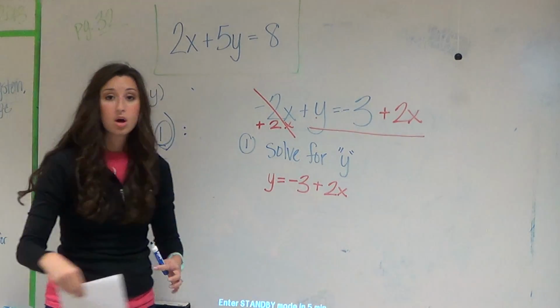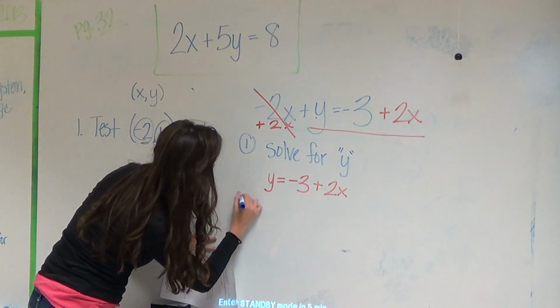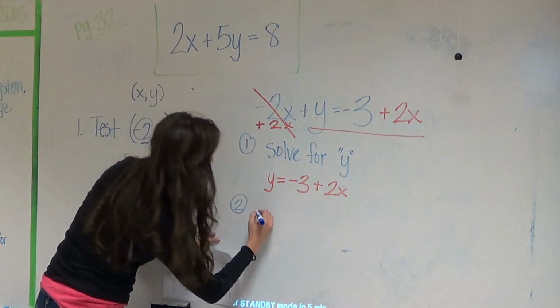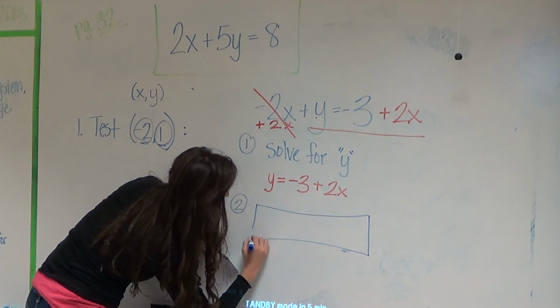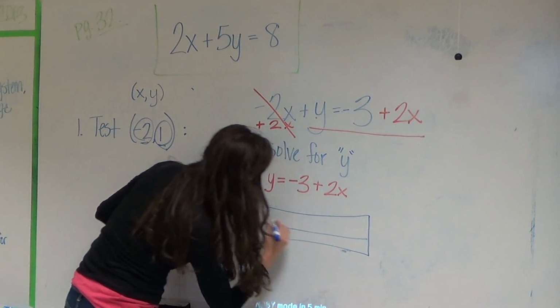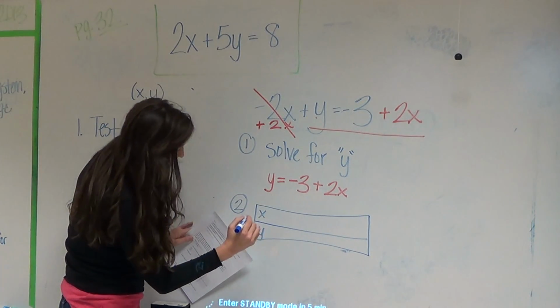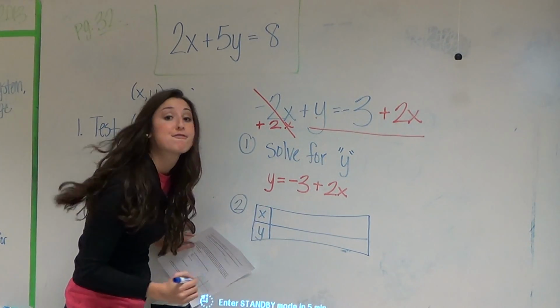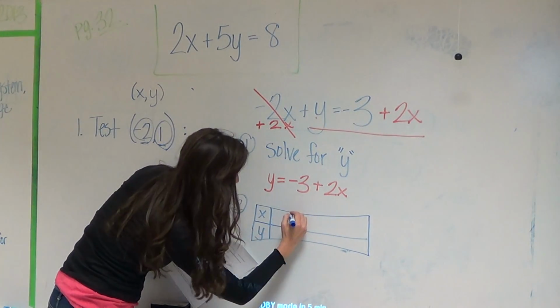Then step two, we're going to make an XY chart. But it's actually a table, so it looks a little bit different, sideways. We're going to draw a table like this. And then we're going to say our x goes on top, our y on bottom, and we're going to make sure that we always have 5 points. No longer 3, 5 from now on.